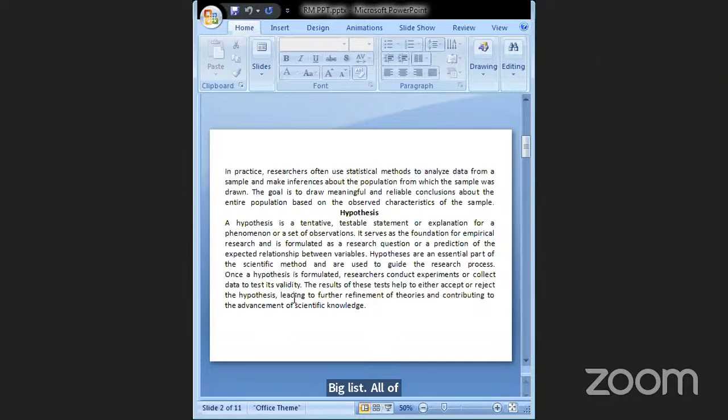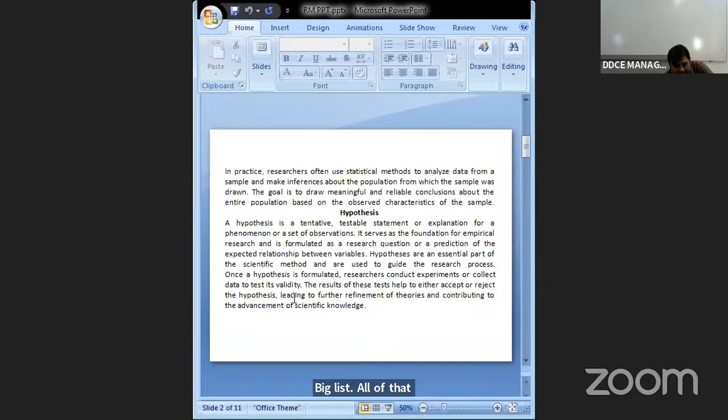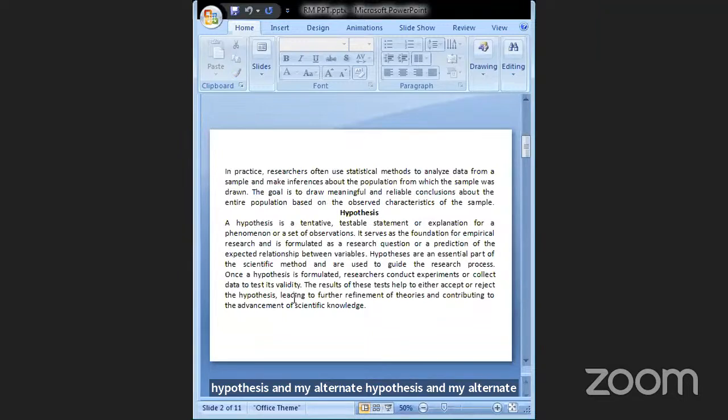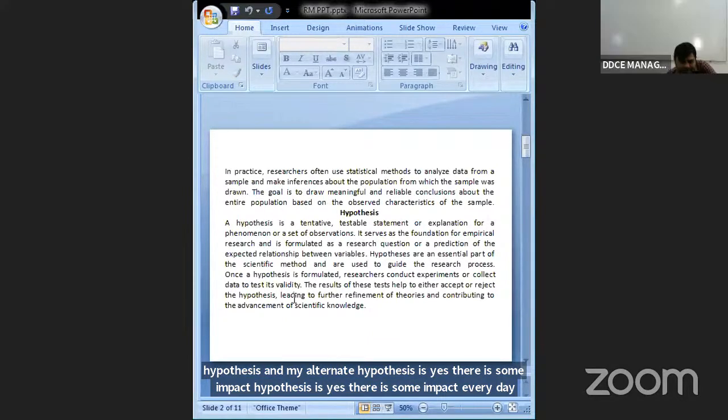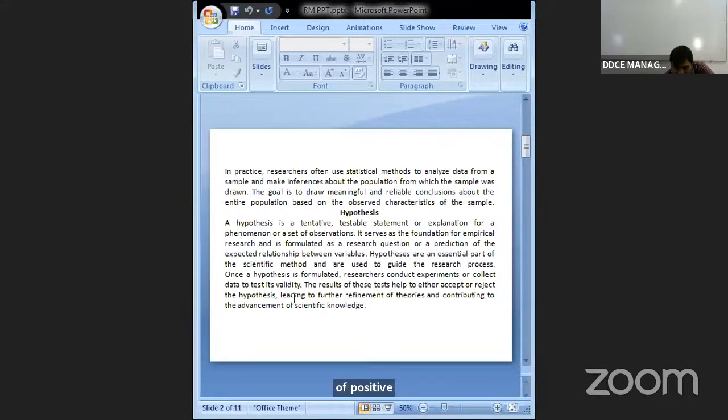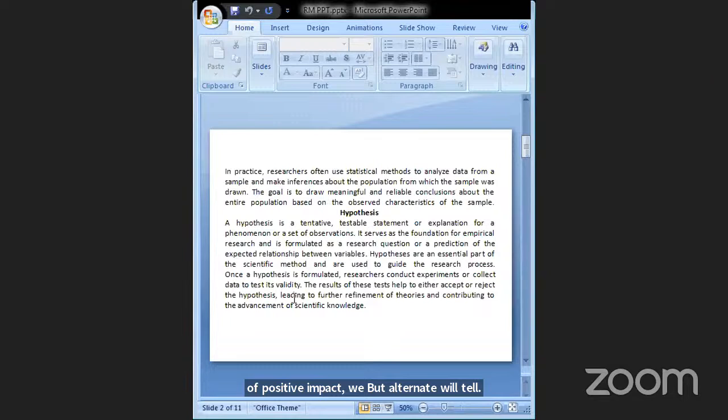On that particular point, a researcher will claim that no, I am opposing the null hypothesis, and my alternate hypothesis is yes, there is some impact. Are you getting? Yes, sir. Whether there is a negative impact or positive impact, research will say, but alternate will oppose the null statement. Are you getting? Yes, sir.